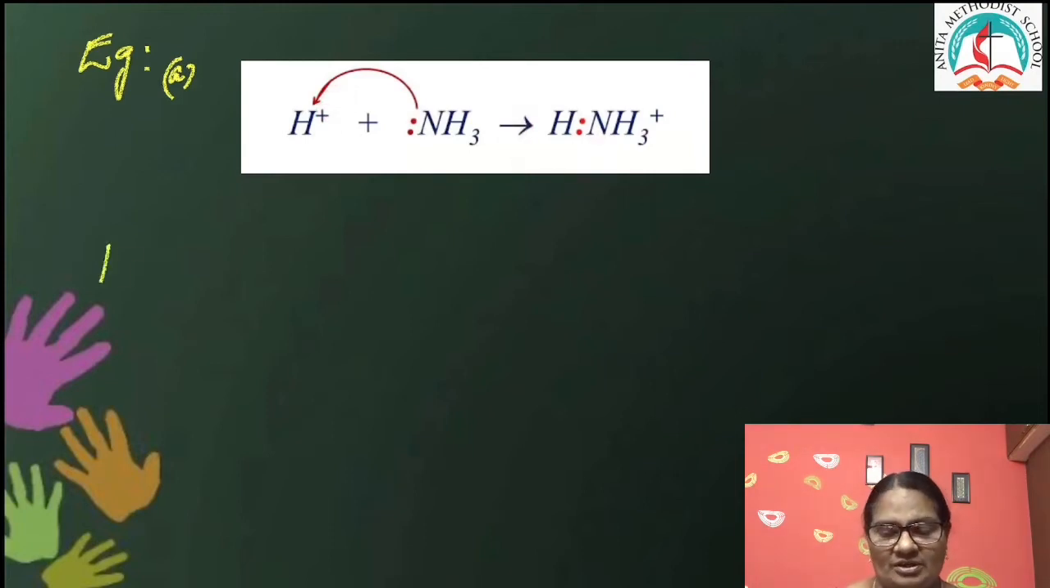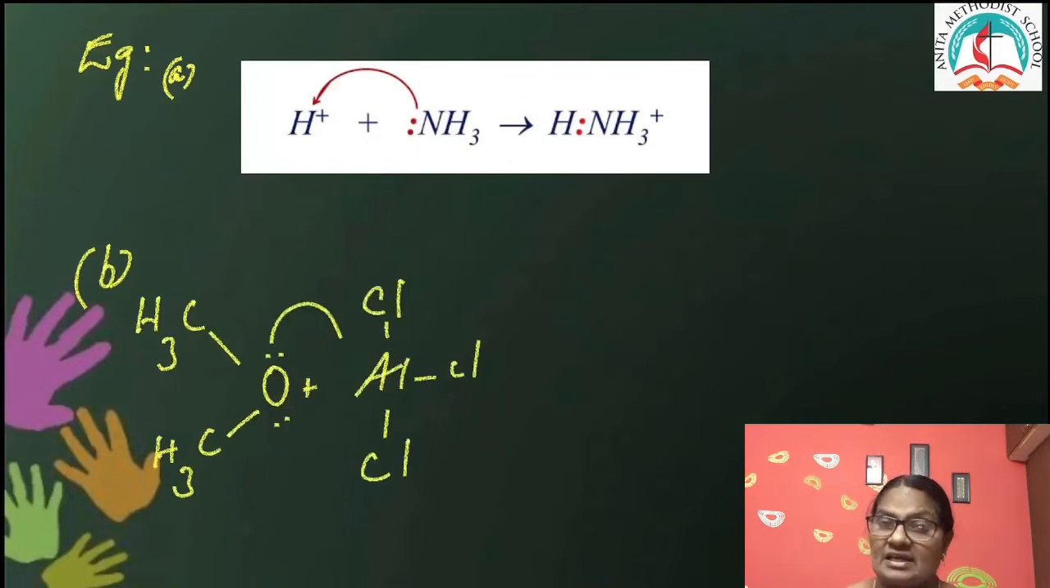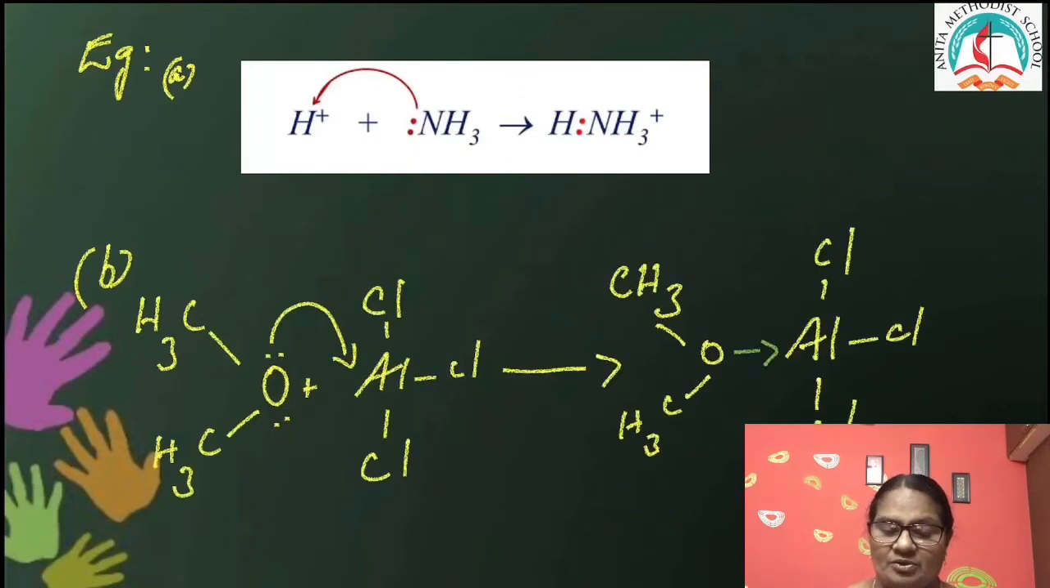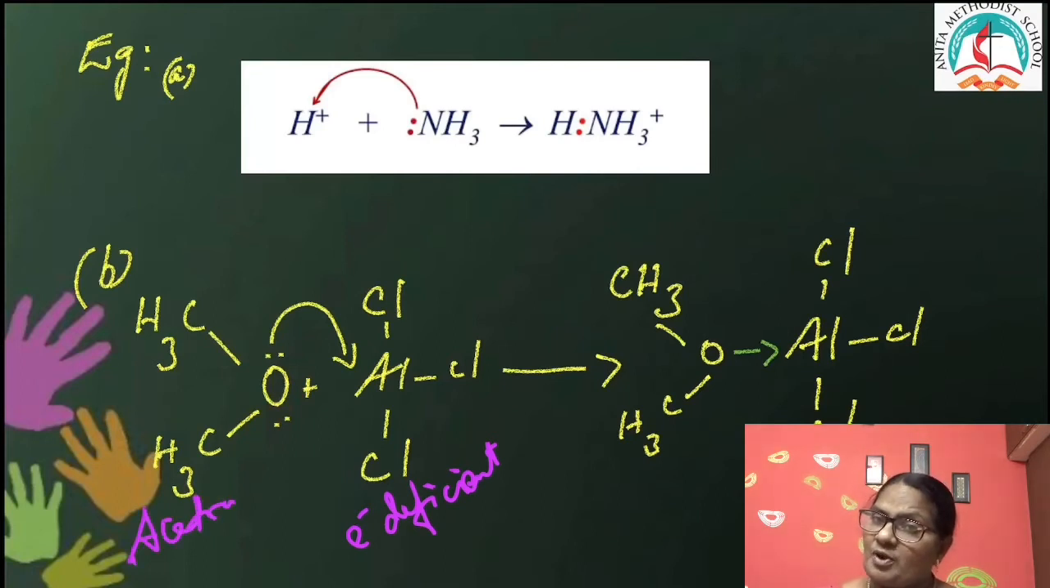Let's look at another organic example. This is acetone and this is aluminum trichloride. Aluminum trichloride, just like boron trifluoride, is an electron deficient species. Here I have oxygen with 2 lone pairs of electrons. So this is acetone. Now what happens? This oxygen donates 1 of its lone pair of electrons to form a bond.